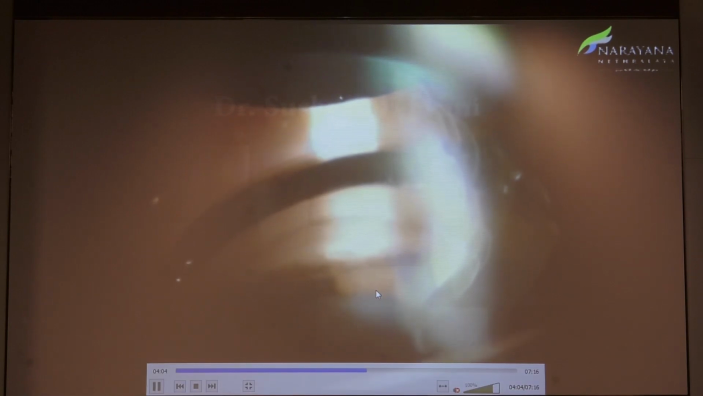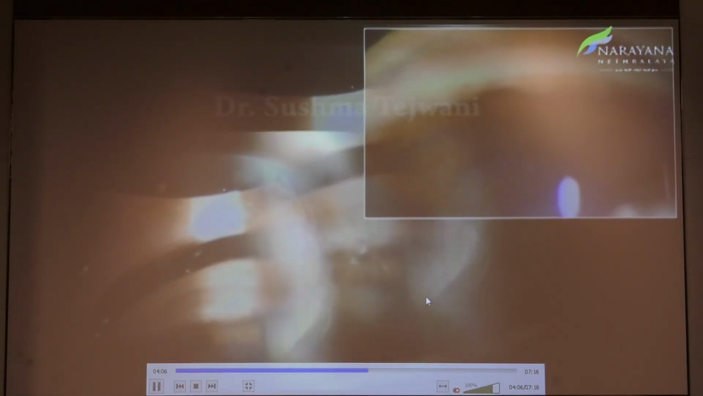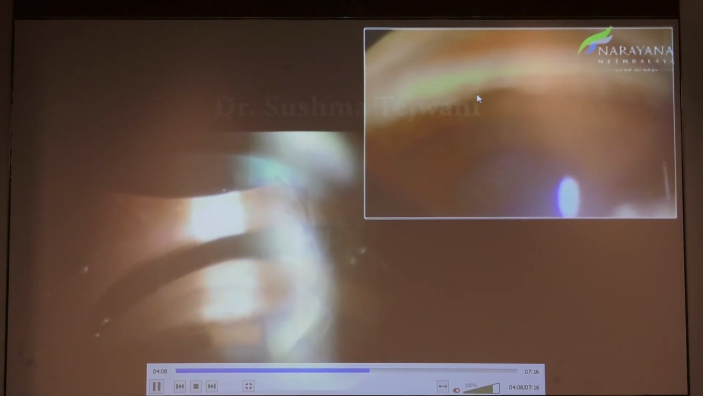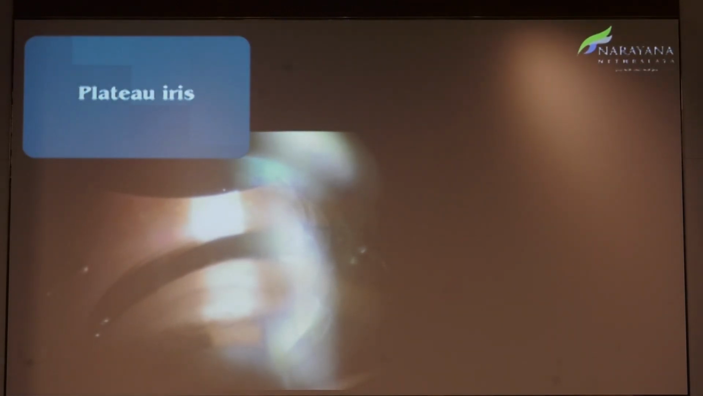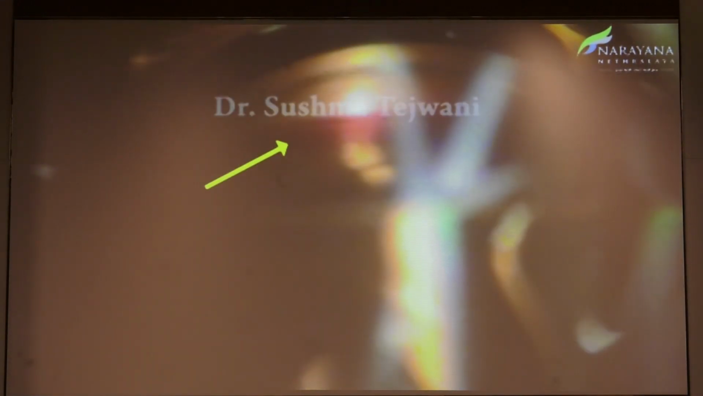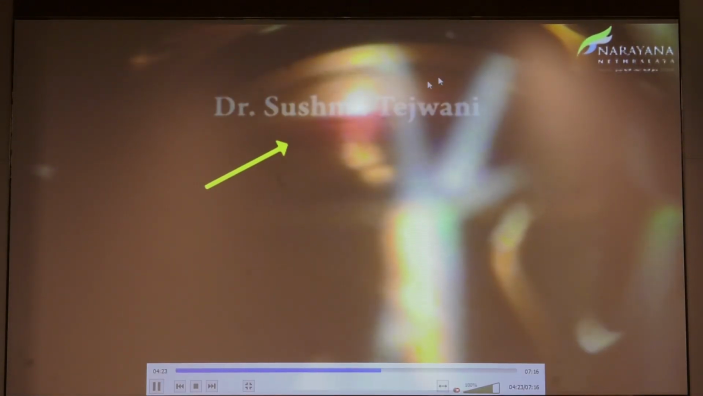Now in this angle, you can see the convex iris surface, which is suggestive of plateau iris syndrome. So you have a convexity near the angle and then there is a depression. This is called the sine wave sign. So you will see all other signs of angle closure and along with that this sign which is suggestive of plateau iris. This is the blood in the angle after injury.